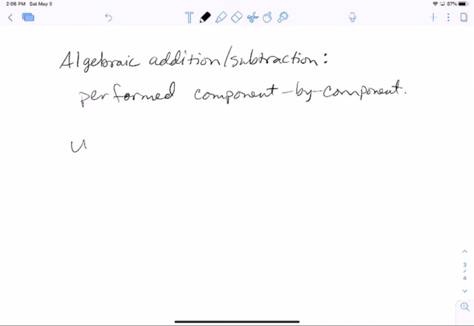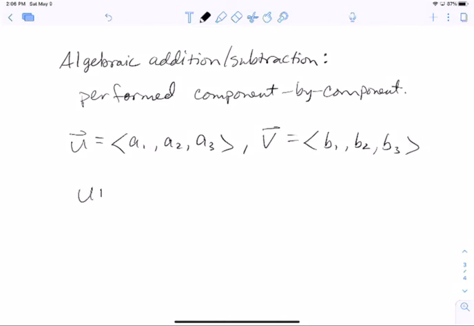We can consider algebraic addition as well. And I'll throw in subtraction as well. Algebraic addition and subtraction are performed component by component. That is to say, if u is equal to a1, a2, a3, and v is equal to b1, b2, b3, then the vector u plus v can be obtained by adding a1 plus b1, and then a2 plus b2. Oh, that's supposed to be adding. And then a3 plus b3 would be the third component.